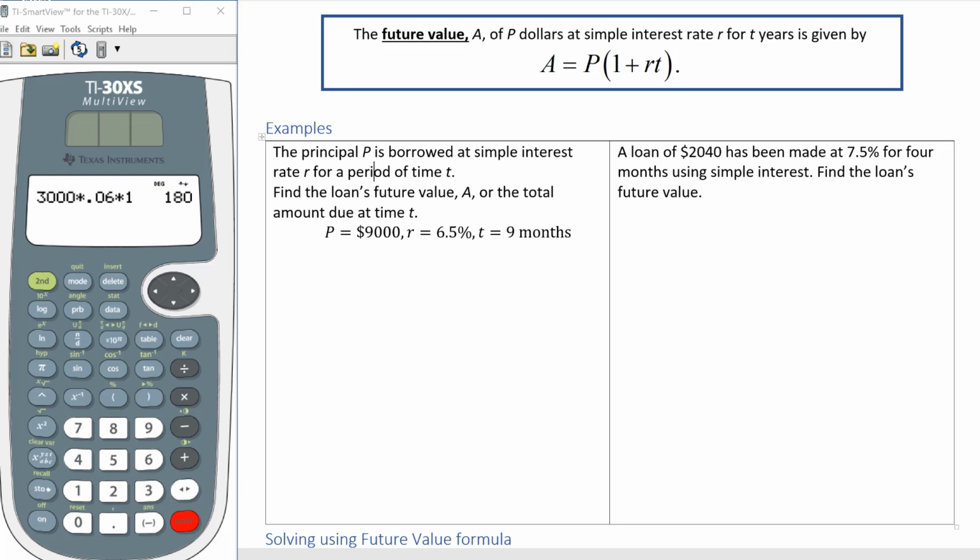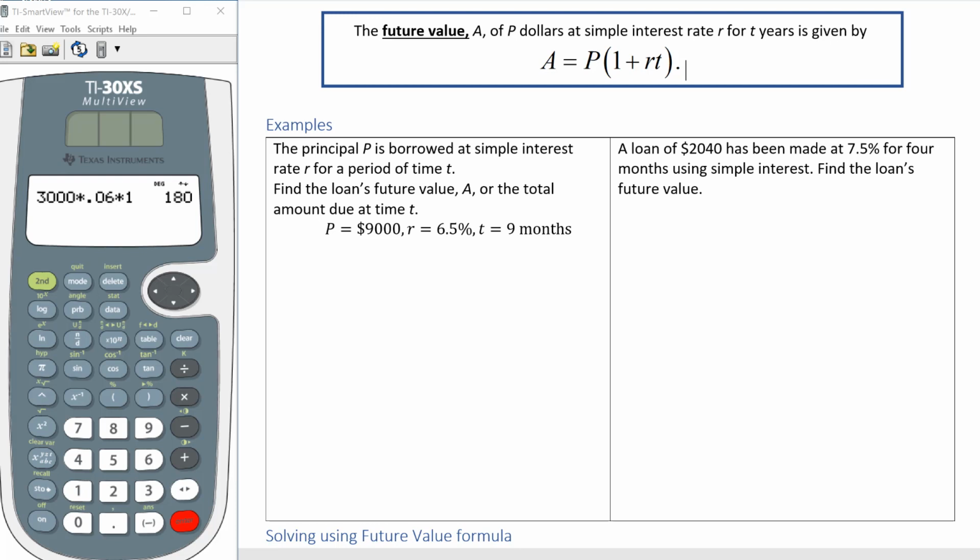Now T is a little bit tricky. Remember, time needs to be in years. So 9 months is not an okay way of writing time. T is equal to 9 months, but we need our T to be in years. So the first thing I need to do is convert 9 months into years. 9 months, if I divide that by 12 months, I can divide out the months, and 9 divided by 12 reduces to 3/4 of a year. So we're going to use T as 3/4.